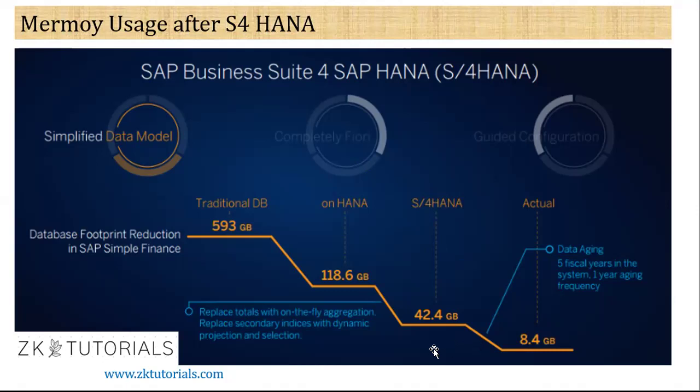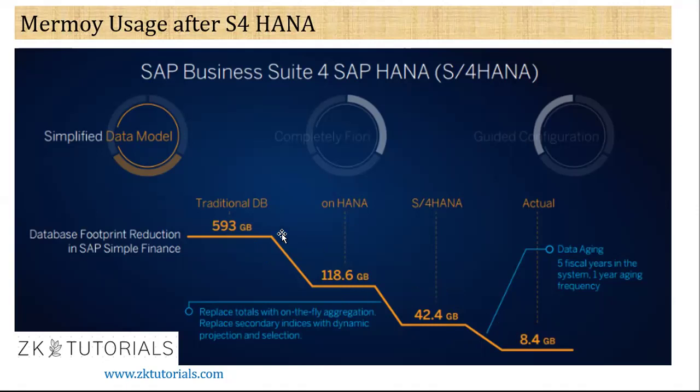Can you see the change again? How much is it? Again, I think three times less. Can you see this change? Why was S4 HANA a revolution? That's why we used to call S4 HANA a revolution. Because now your whole ERP, look here: 593 gigabytes of memory you needed before, but now you need only 42.4 gigabytes of memory for the same organization to run on S4 with HANA database, keeping all the data in the memory.